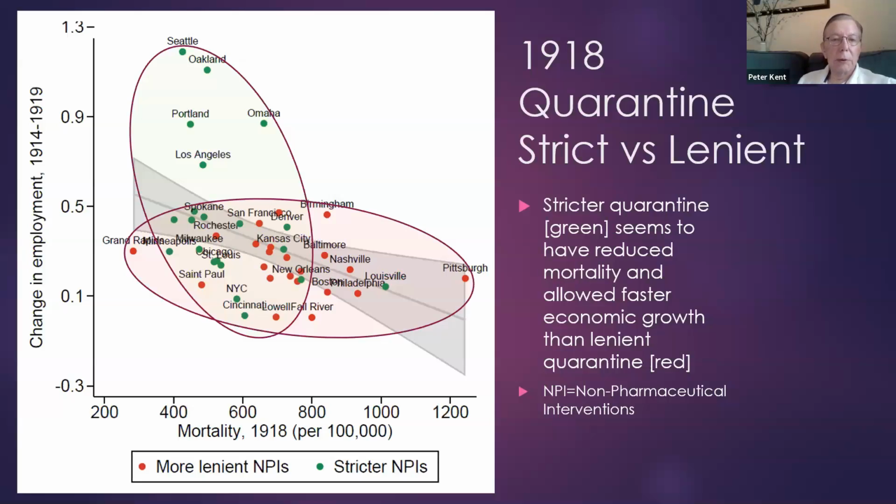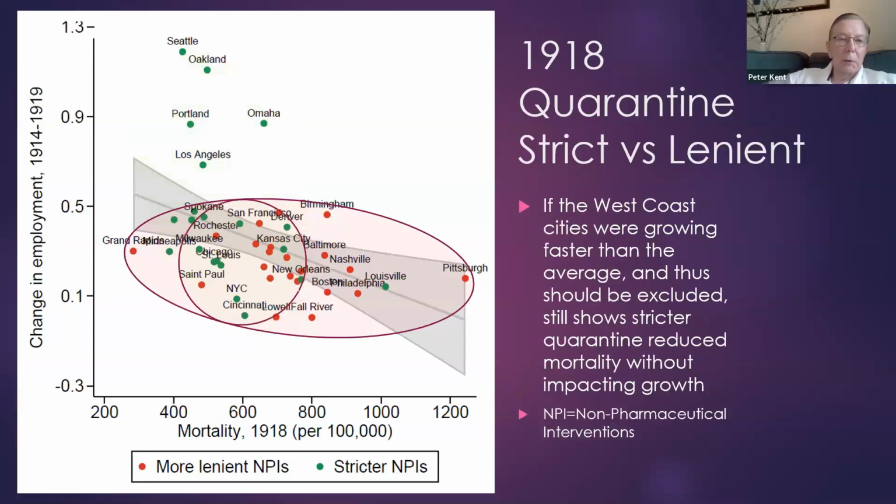If you look at the more lenient ones, they had mortality rates all over the place, but they basically had probably a national average of economic recovery. And so what you pick up from this is, does a strict quarantine pay for itself economically as well as from a health standpoint? And from this, you would say yes.